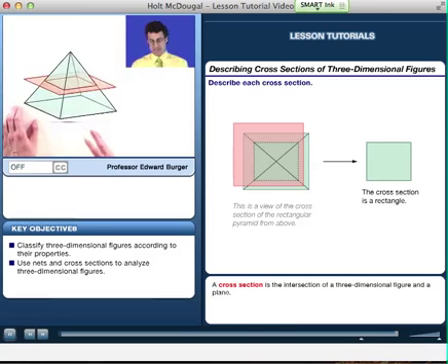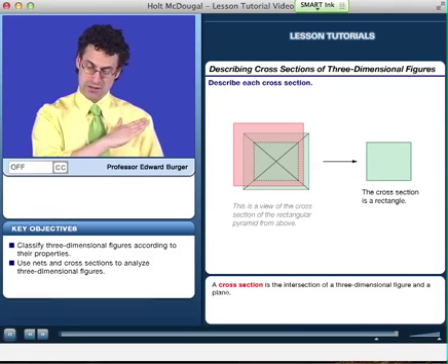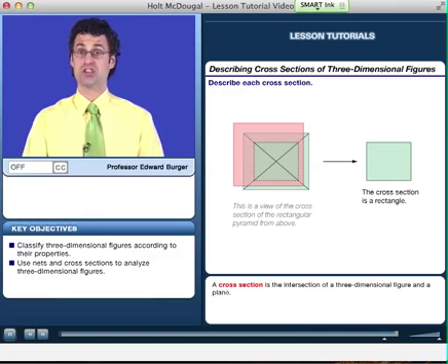And so you can see that we can take solids and discover facts about the solid by looking at these cross-sectional slices.